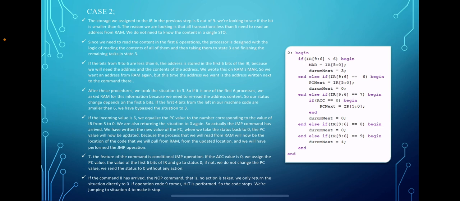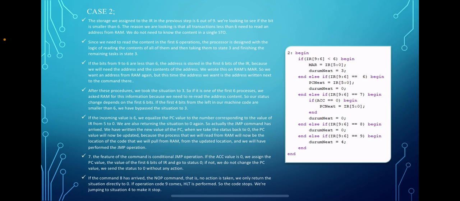When we take the status back to 0, the PC value will not be updated because the process that we will read from RAM will now be the location of the code that we will pull from the updated location, and we will have performed the JMP operation.